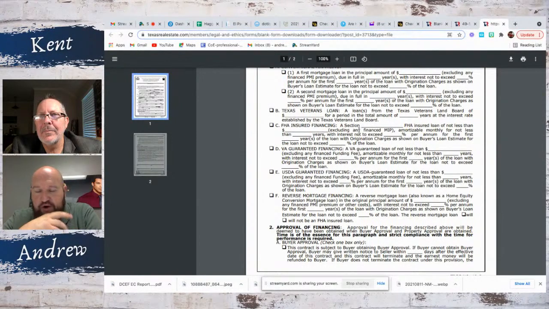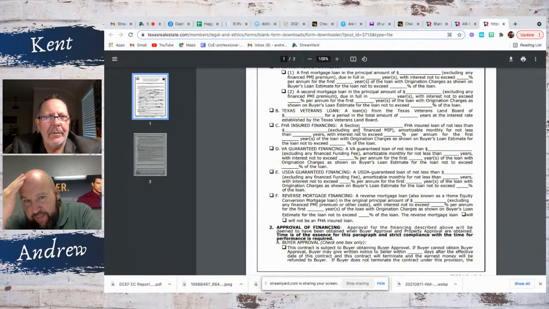Reverse mortgage financing, are you going to pull money out of one home to pay for another one? Works a lot the same way. The difference with reverse financing, there's actually a box, will or will not be an FHA insured loan. So you have the opportunity there, and we'll let you know how it will play out.